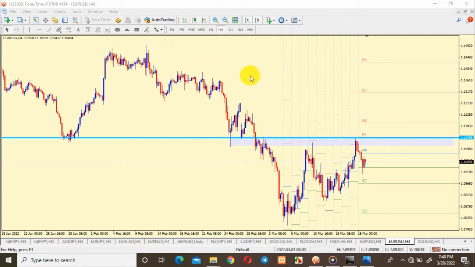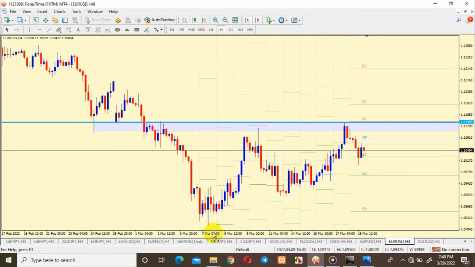On the Euro USD chart, you can see the price, I'm on H4, has been building. If I bring up the trend line here, you see that the price has been making a higher high and a higher low here. So we're seeing a higher low, telling us that the chart is apparently going up. What do we expect in the coming week?